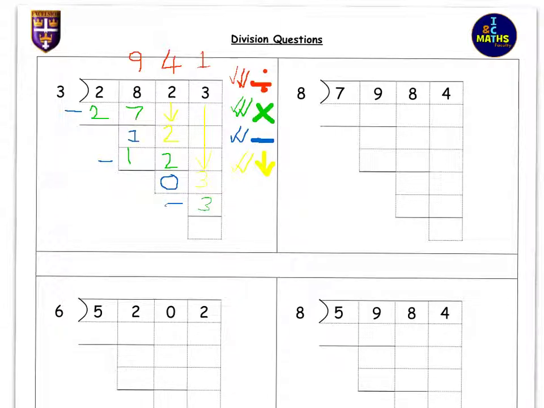3 take away 3 is nothing, and at this point I can decide that I'm going to stop because there are no more numbers for me to scoot down here. So when you do 2823 divided by 3, the answer is 941.